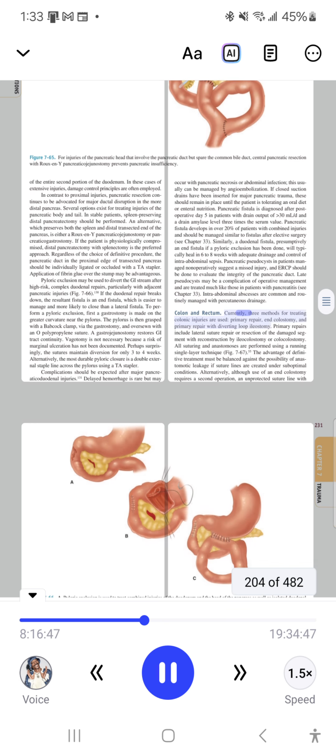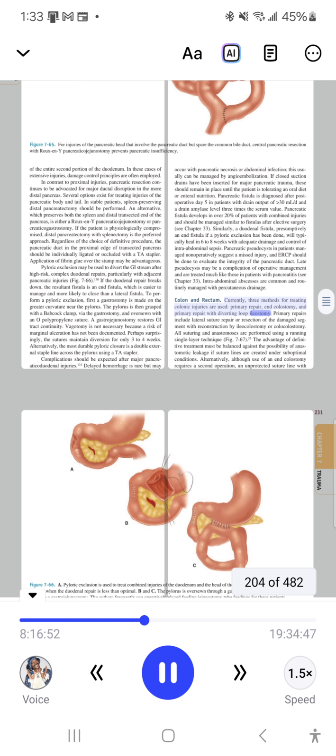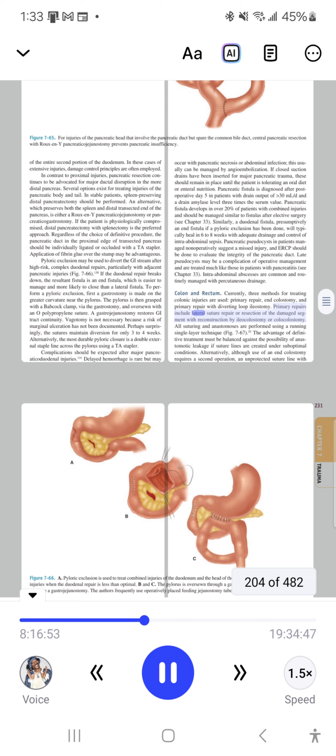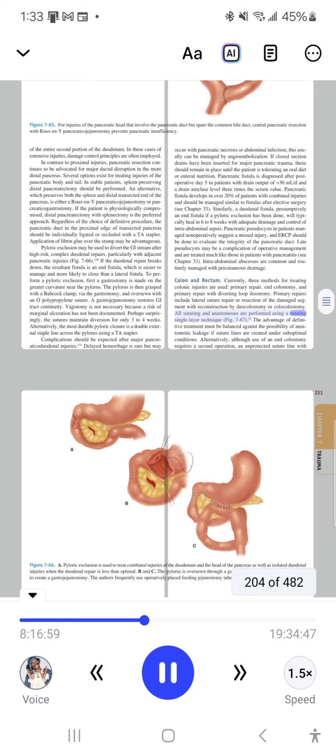Colon and rectum. Currently, 3 methods for treating colonic injuries are used: primary repair, colostomy, and primary repair with diverting loop ileostomy. Primary repairs include lateral suture repair or resection of the damaged segment with reconstruction by ileocolostomy or colocolostomy. All suturing and anastomosis are performed using a running single-layer technique.